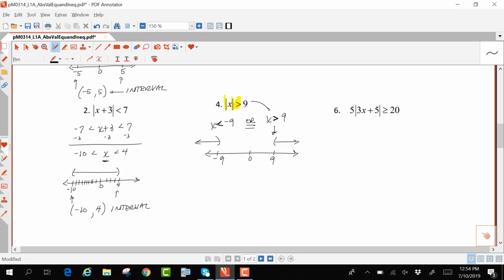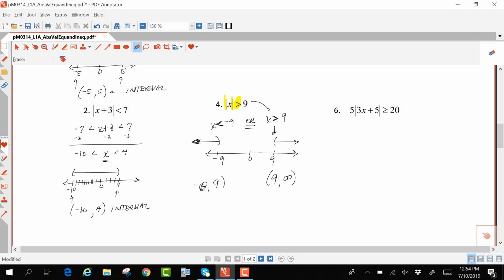Now, to write this in interval notation, I have two regions. I have a right region on the right side, which is 9 to positive infinity. So this is 9 to infinity. This left region, the arrow pushing to the left here, is heading out to negative infinity. So this is negative infinity to negative 9.